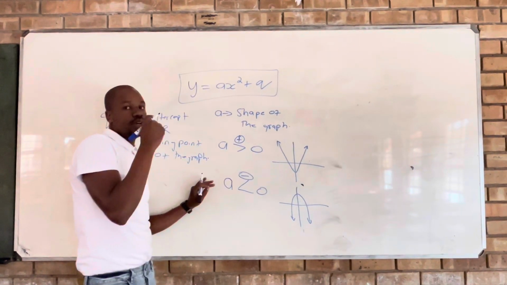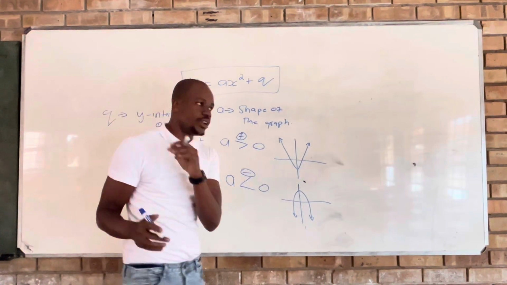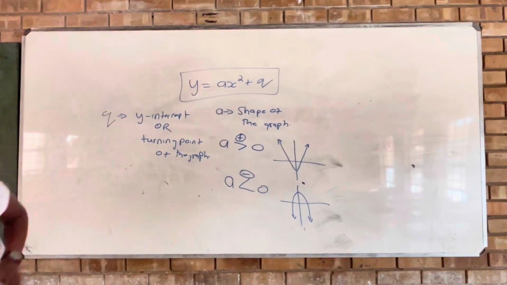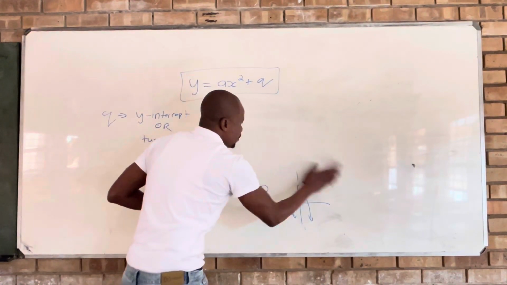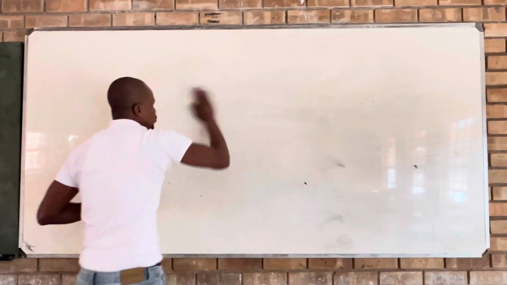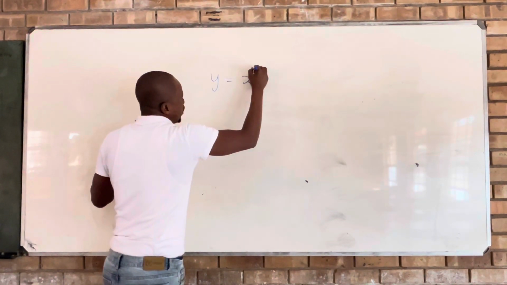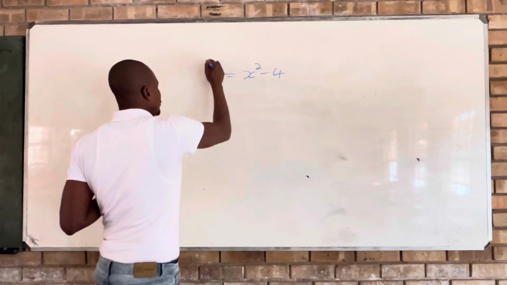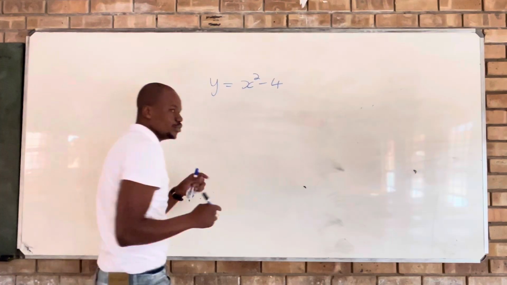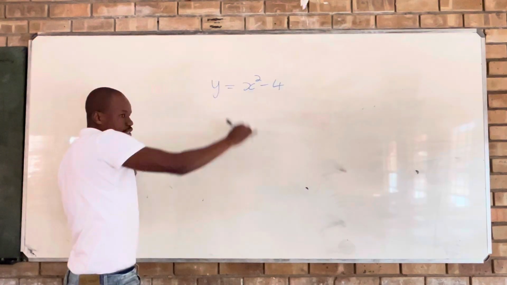Let's quickly go to example number 1, where you need to sketch the graph of a parabola function. Let me erase this part so that you can understand everything that I'm delivering to you. Okay, let's take the given y equals x squared minus 4. You need to sketch this graph. You're only going to do 2 steps to draw this graph.